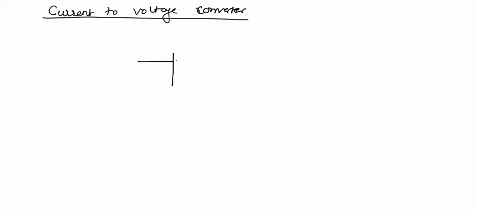Current to voltage converter. In some applications, it is required to convert the input current into a voltage. This operational amplifier can be used for this purpose. The circuit will be like this.